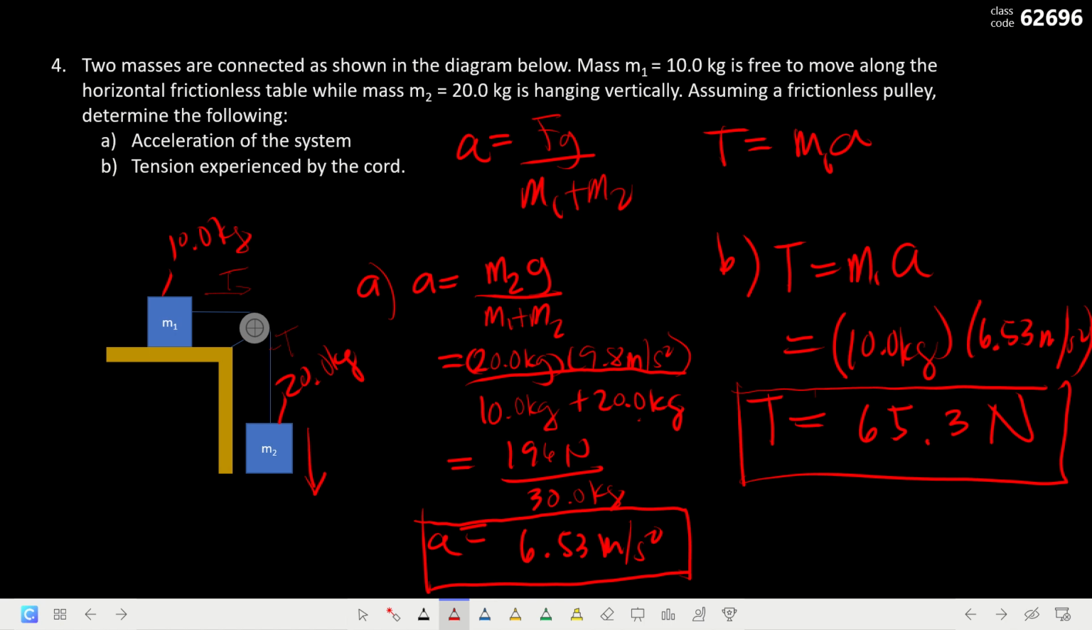So that's all for this video. In our next video, we are going to discuss forces acting on a body that is rested on an inclined plane. So see you and goodbye.